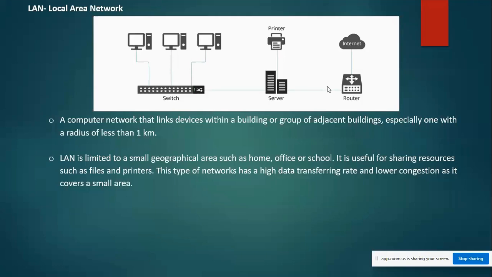Compared to PAN, it will have a high data transfer rate and lower congestion, because the minimum bandwidth will be 10 Mbps, 100 Mbps. We'll talk about what 100 Mbps means in subsequent slides, but it can handle any amount of data with a high transfer rate.